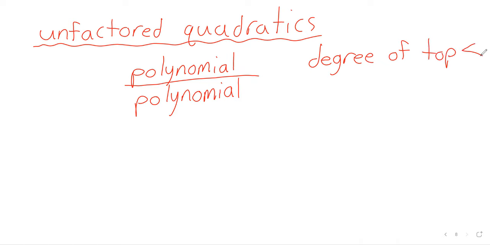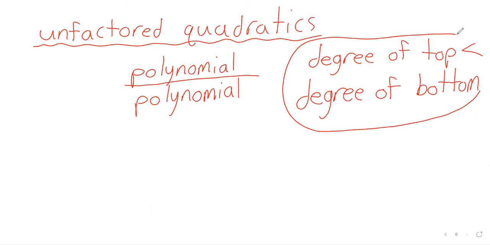The degree of the top polynomial needs to be less than the degree of the bottom polynomial. And if it isn't, there are tricks you can do. You can do polynomial division, but I don't want to spend a lecture on polynomial division. So we'll just look at this situation.